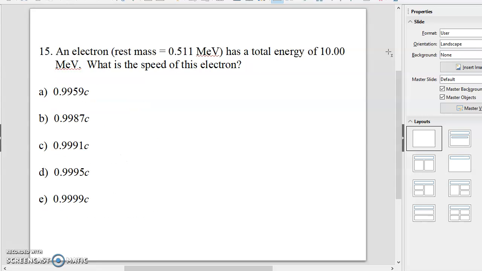And finally, 15. The electron, rest mass 0.511, has a total energy of 10. And what is the speed of this electron? And the answer for that one is B, 0.9987 times the speed of light. B is the answer there.